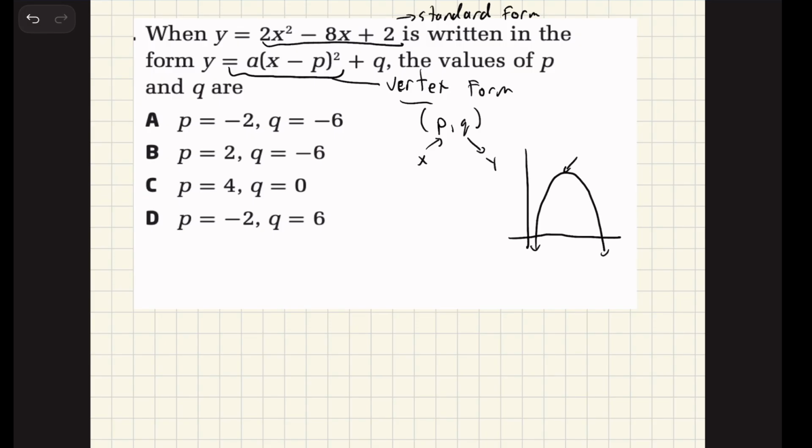That maximum value here, that's the vertex. And the coordinates would be p and q, or x and y. So there's a couple of ways that you can convert this standard form into the vertex form. One of the ways is by doing something called completing the square.